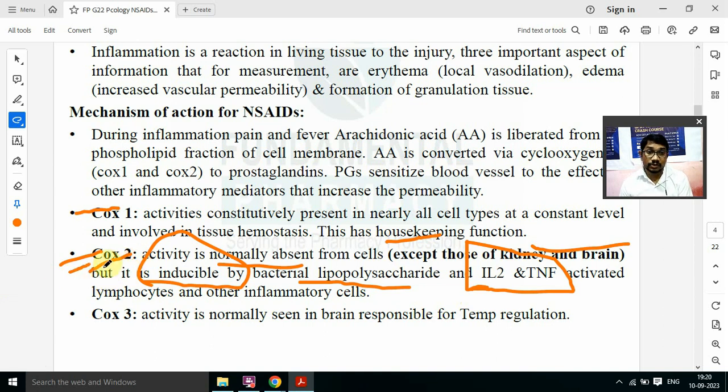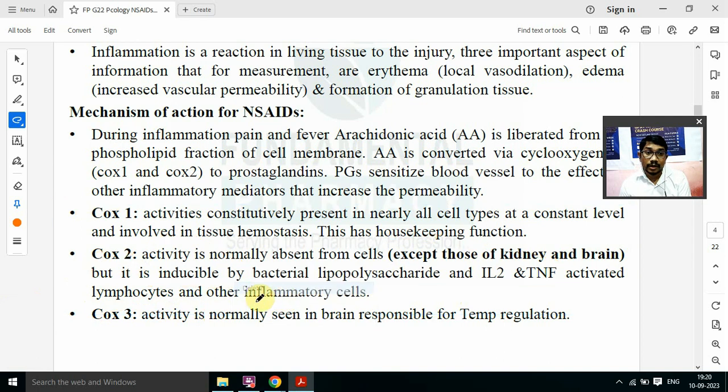pyrogen भी इसका activity बढ़ाते हैं. Interleukin-2, tumor necrotic factors, these endogenous chemicals, they will increase the activity of this COX-2, okay, in the lymphocytes and other inflammatory cells. That's why COX-2 is inducible and COX-1 is physiological. COX-2 is pathological. Okay. Most of the NSAIDs, they inhibit the COX-1 or simply COX non-selectively. कैसे? Non-selectively. Most of the NSAIDs, they inhibit the COX non-selectively.